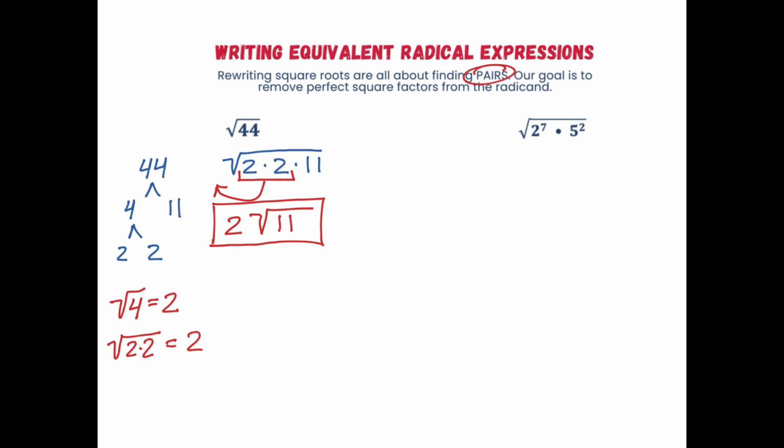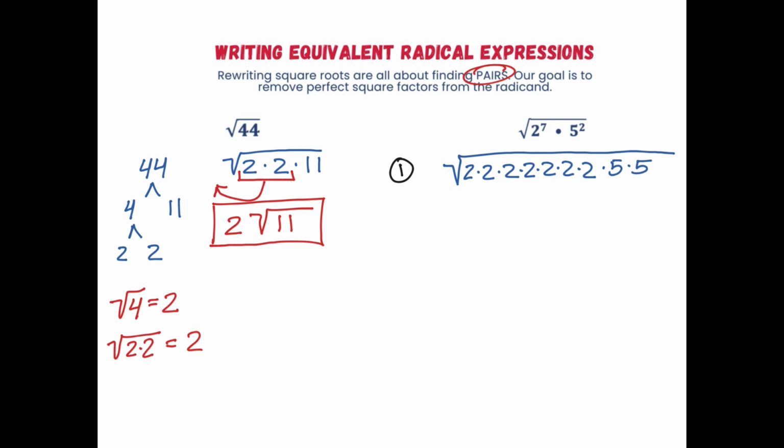Now let's look at this next example, the square root of 2 to the 7th times 5 squared. So when we have exponents involved in the radical, there's a couple ways to look at this. We remember that we're looking for pairs. And the reason we say pairs is because they represent a perfect square. So our first option is to write out all of our factors. So 2 to the 7th power would be 2, 7 times: 1, 2, 3, 4, 5, 6, 7. And then 5 squared would be two 5s.